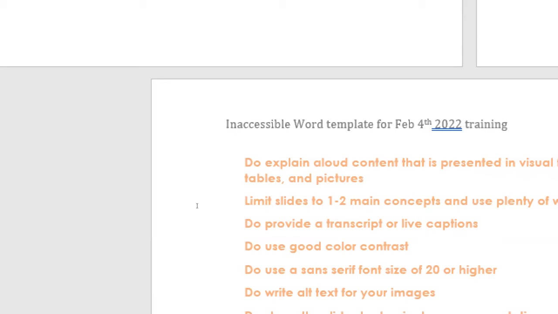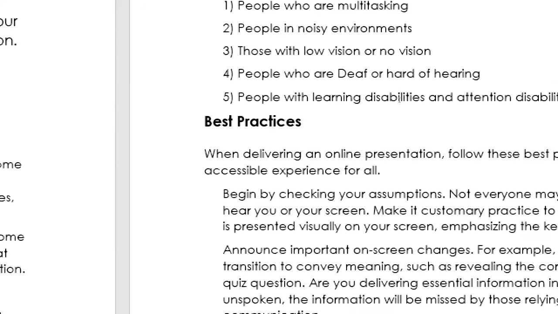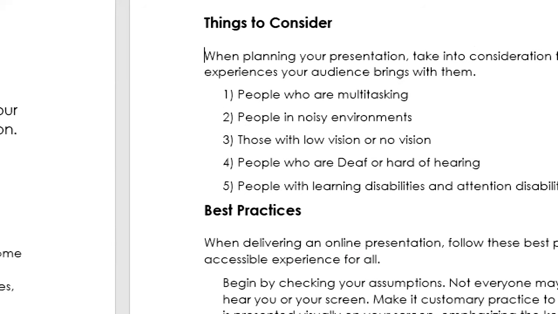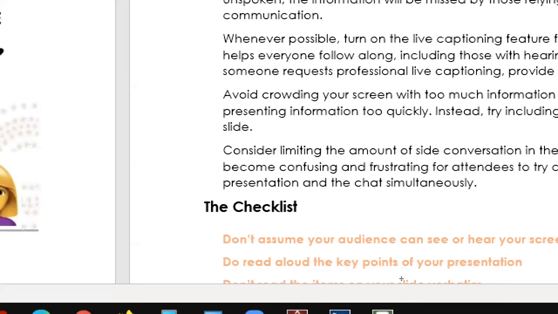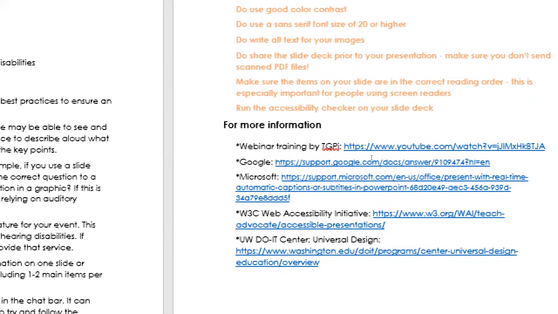NVDA plus down arrow: graphic, page break, page 2. Things to consider when planning. So you also notice it kind of struggles to know which way to go. You can do pretty well without page headings, but it still confuses it sometimes.